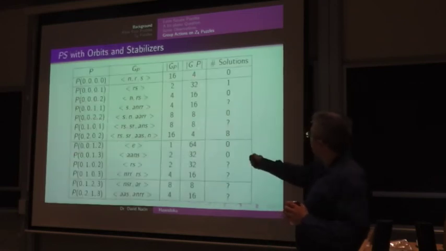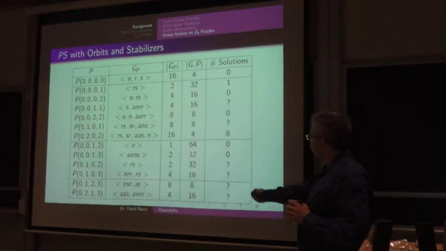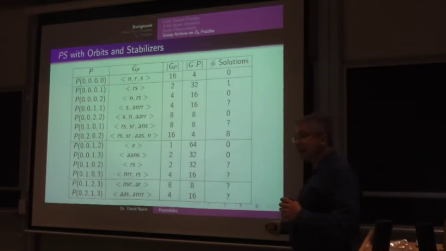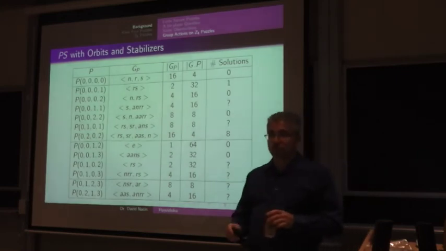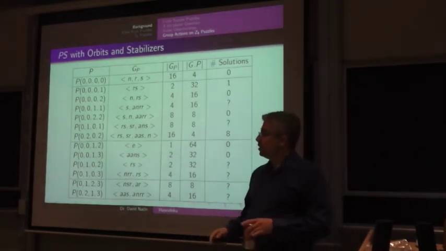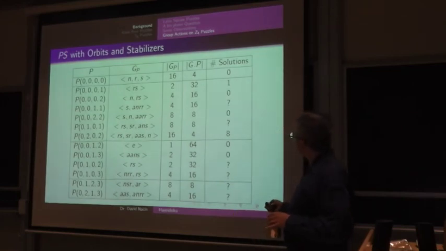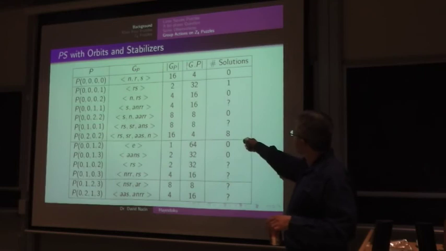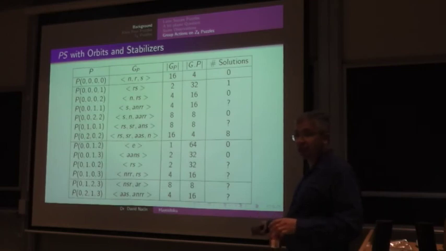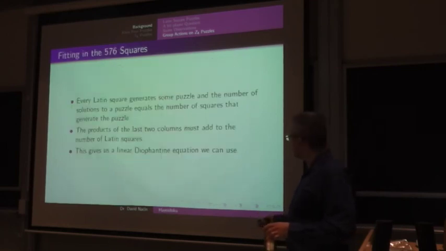Oh, and one more thing. Every puzzle has to fall into one of these categories. So this column has to add to 256. But not only that, every Latin square can be used to generate a puzzle. And the number of solutions is going to be equal to the number of Latin squares that generates that puzzle. So if I take the entries in this column and I multiply them times the entries in this column and add them all up, I have to get 576, which is the total number of Latin squares. So this gives us an equation that we can use.